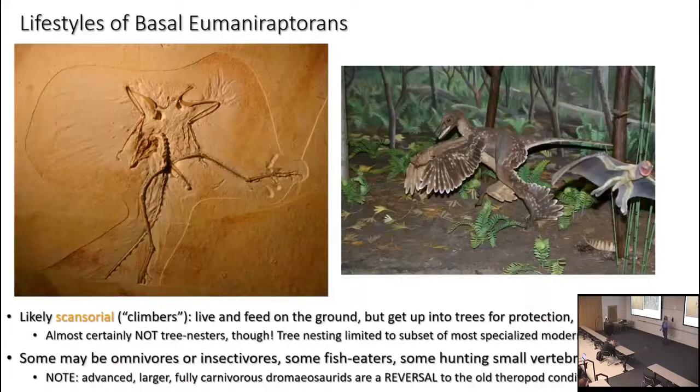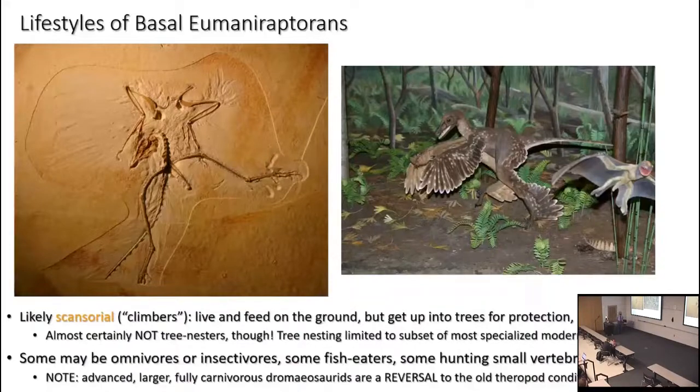But think about squirrels, for instance. They're feeding mostly on the ground, but they go up and hide in the trees. Early members of all these branches are probably mostly omnivores or insectivores. We see some evidence in fish eating or eating of small vertebrates.